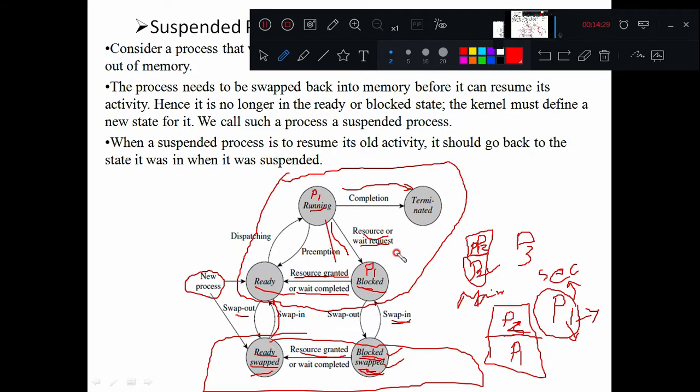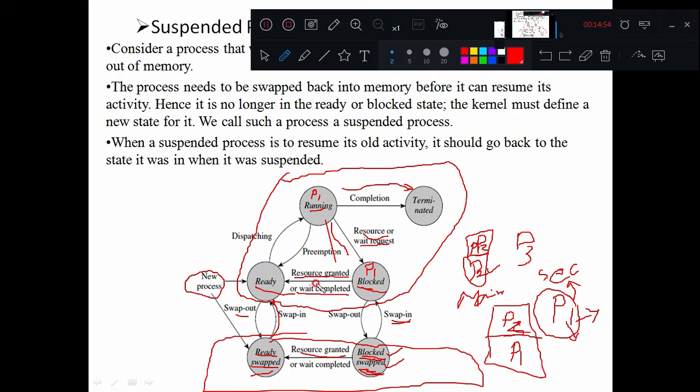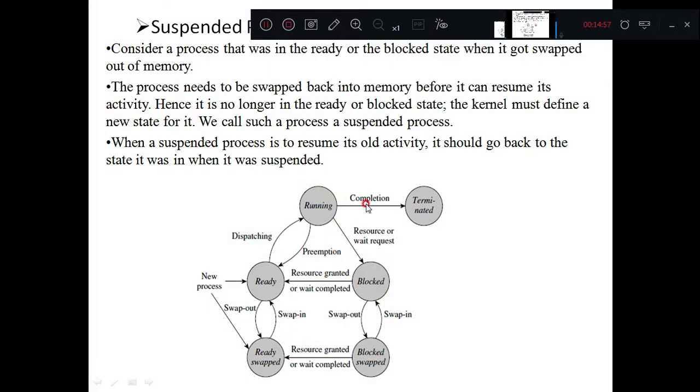So even when it is asked in the examination, you explain it with a suspended process, right? Instead of explaining only the first four states, that is ready, running, blocked and terminated, you also explain ready swap and block swap. In that case, even if he wants to cut the marks, he will stop himself from cutting the marks, and he will give the full marks. Okay, next, moving to the next slide.